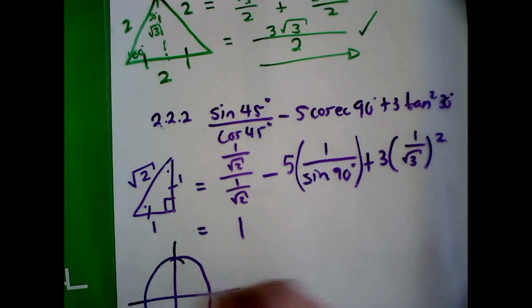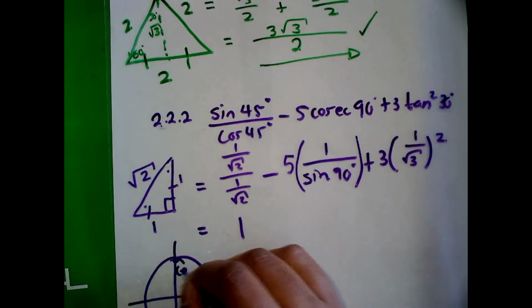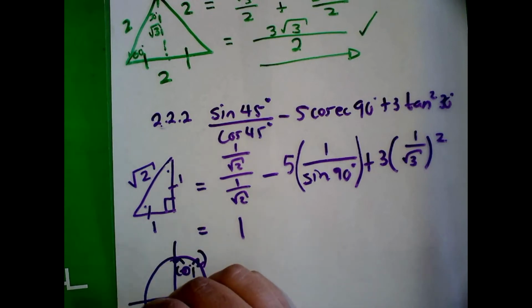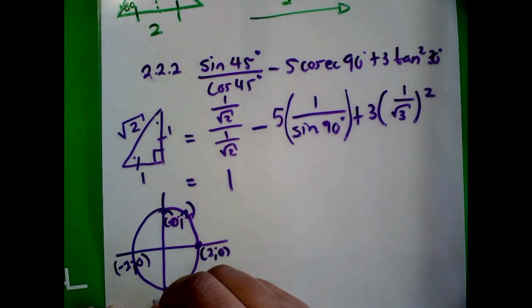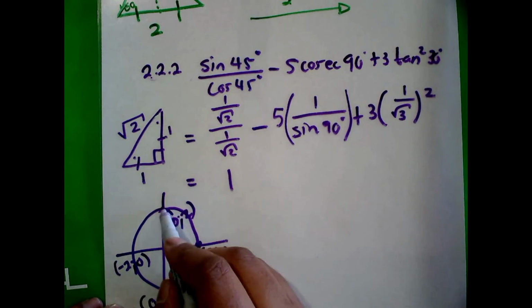It's all at 2. So here it's 2 and 0. Here it's 0 and 2. Here it's negative 2 and 0. And here it's 0 and minus 2, yeah, that's right. Okay, now we said 90 degrees. So where's 90? 90 is on this one here.